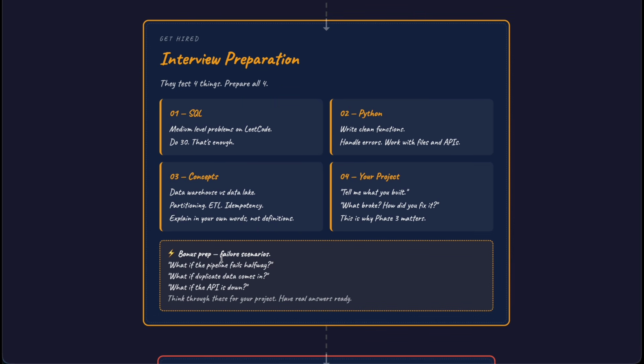And one thing I need to point out here. Most data engineers don't prepare for failure scenarios. Interviewers usually love to ask, what happens if the pipeline fails halfway, or what if duplicate data comes in, or what if the API goes down. How would you handle this situation? So make sure you understand all these failure scenarios and how you would handle them in a real project. Be prepared for these kinds of cases too.